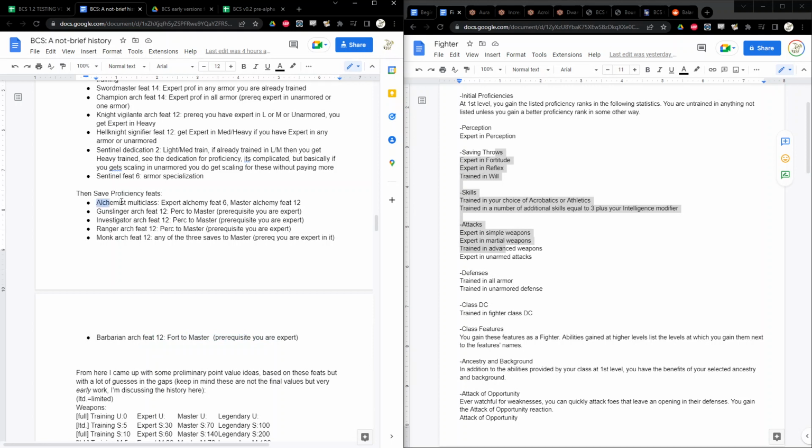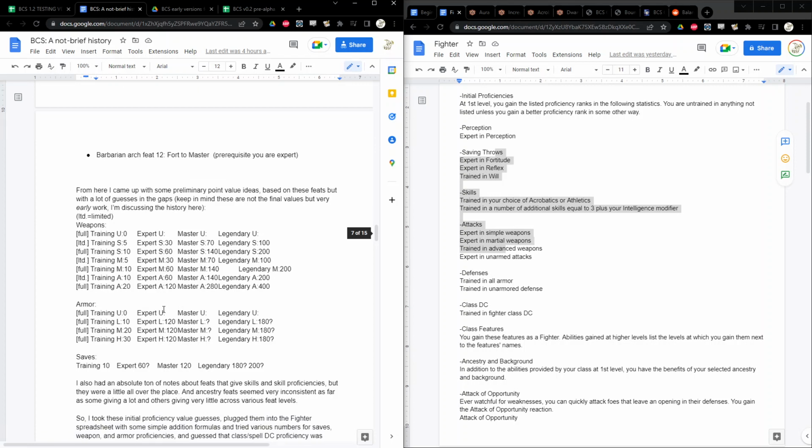And then also to note, the Alchemist multiclass gave me this. It also has Master Alchemy as a level 12 feat, which is similar to getting a class DC at master at level 12. So it seemed like, if class DC and save proficiencies all have similar values, well then it also gives you expert at level 6. And so that made me think, okay, so maybe master is 110 points. Well, then maybe expert is 50 points.